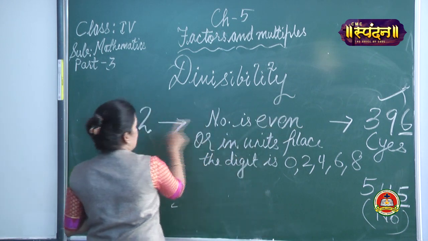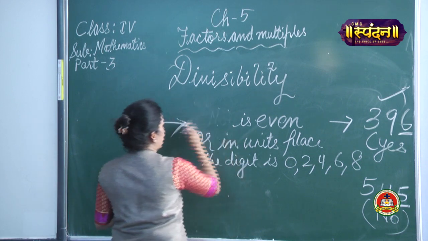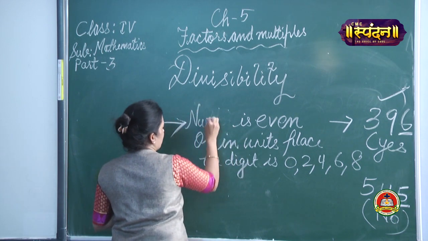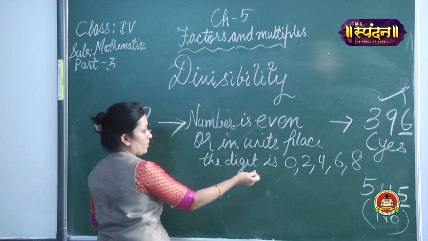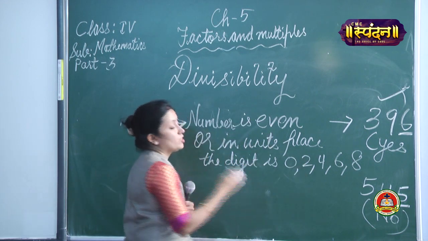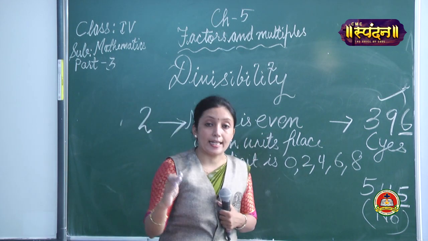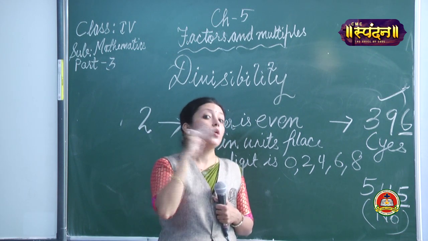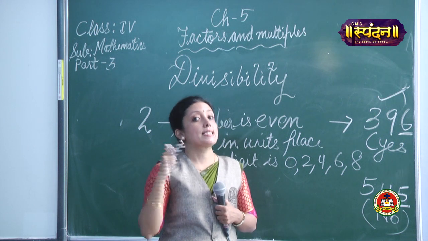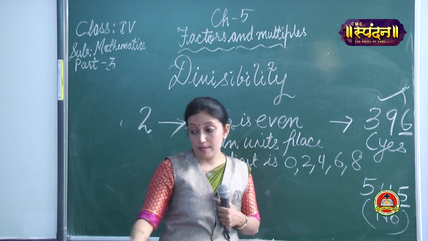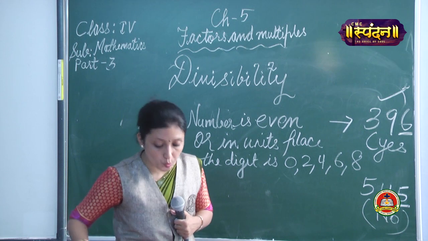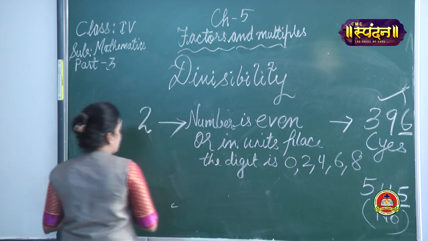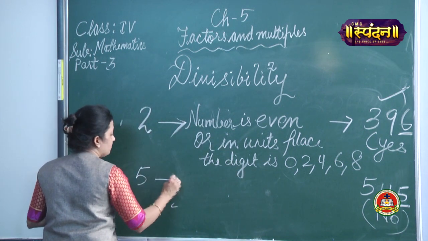So with the example it will be more clear to you, children. If the number is even, or in the units place the digit is 0, 2, 4, 6, 8, then that number is divisible by 2. Yes. Now let's see the one for 5.